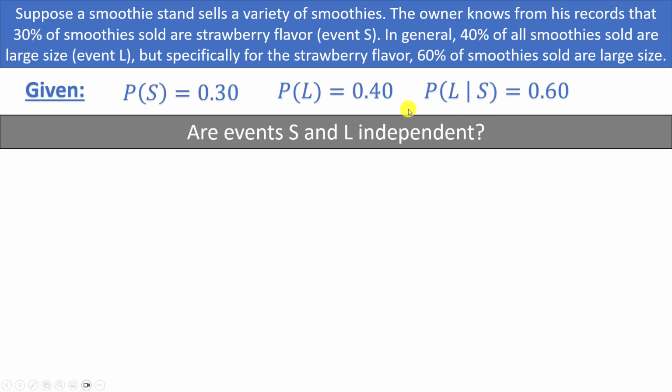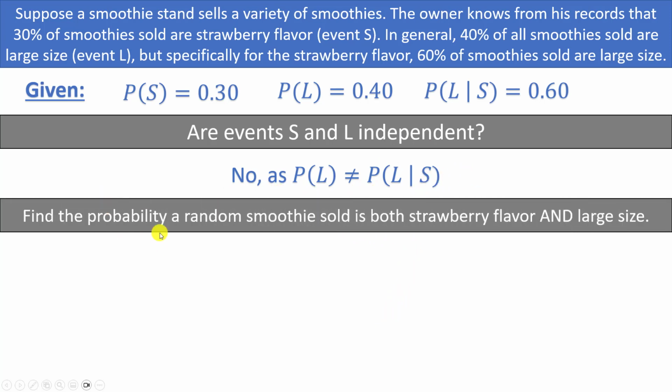These are dependent events. Knowing that we're going to have a strawberry flavor influences the chance that we have a large size. There's a 60% chance of having a large size if it's strawberry versus, in general, a 40% chance of having a large size. So these are not independent events. The probability of L is not equal to the probability of L given S, so these would be dependent events.